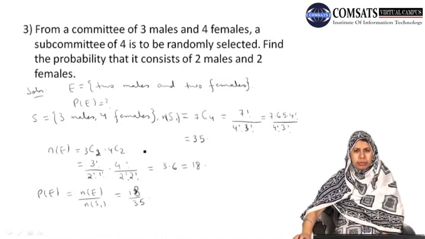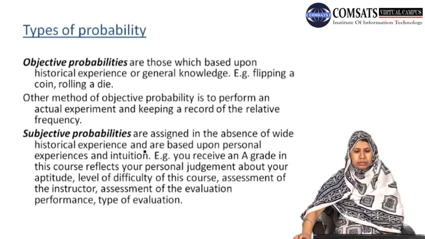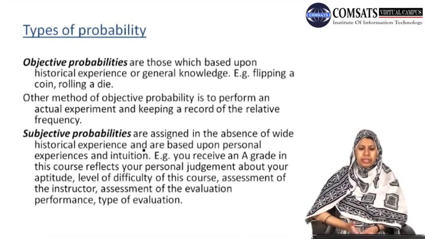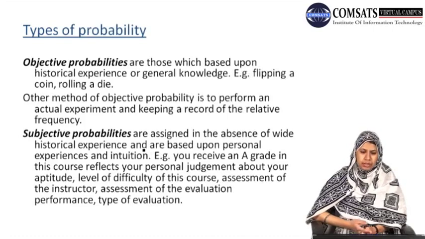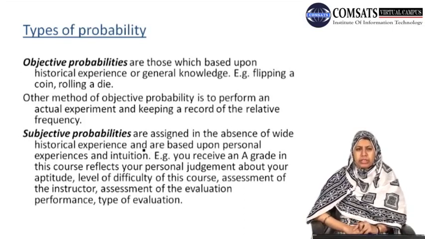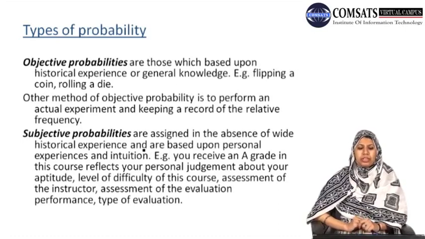Now we look at some properties of the probability, but before the properties we have 2 types of probabilities. One is the objective probability and second is the subjective probability. They are also known as theoretical probability and empirical probability. Objective probability is one which is based upon the historical experience or the general knowledge. For example, flipping a coin, rolling a die.